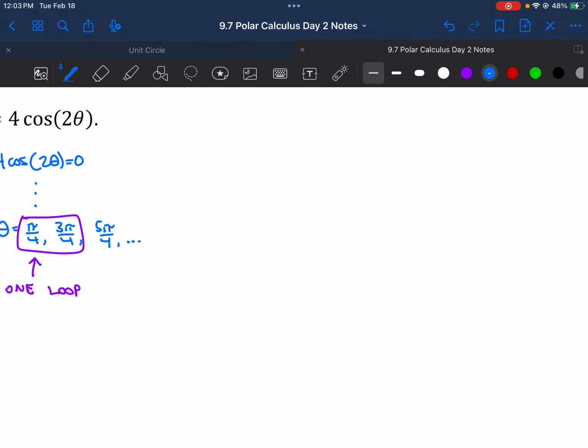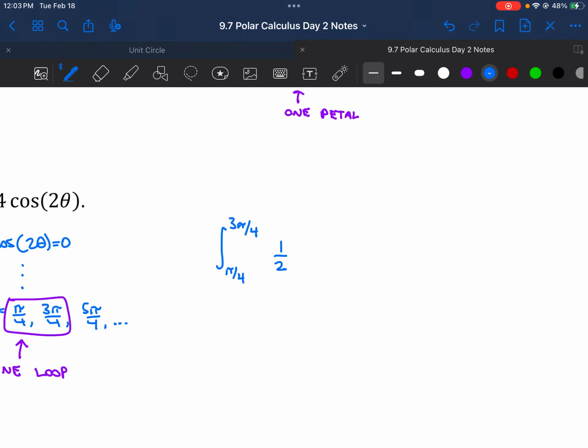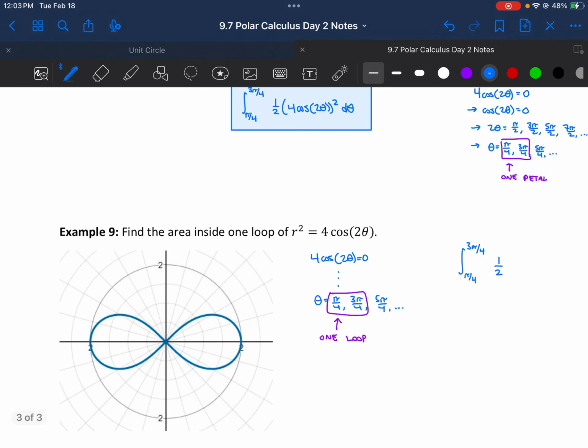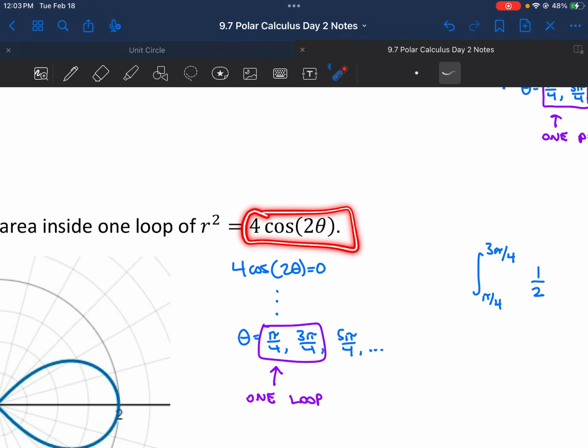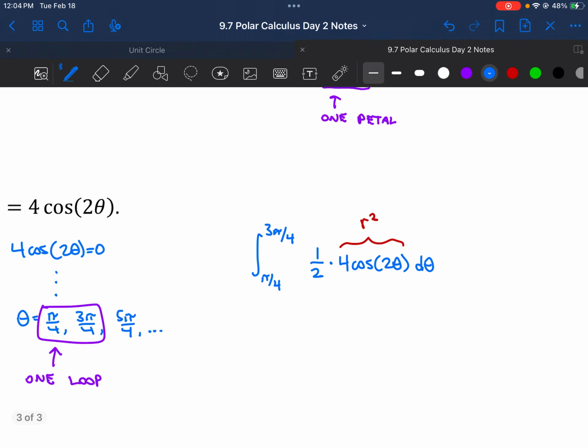All right, let's go ahead and try to calculate. So our area is going to be the integral from pi over 4 to 3 pi over 4 of 1/2. Now here's the tricky part. Don't be caught off guard by this. This is r squared already. So we're not going to square this, okay? We're not going to square this. That already is r squared. So 1/2 times 4 cosine of 2 theta d theta. Again, this part already is r squared.